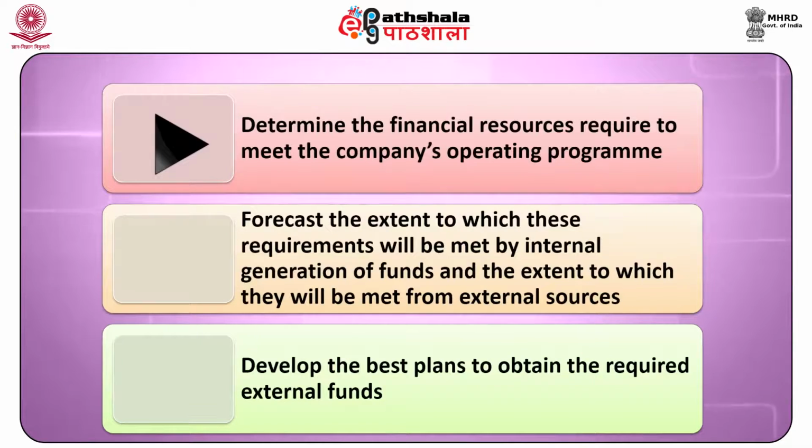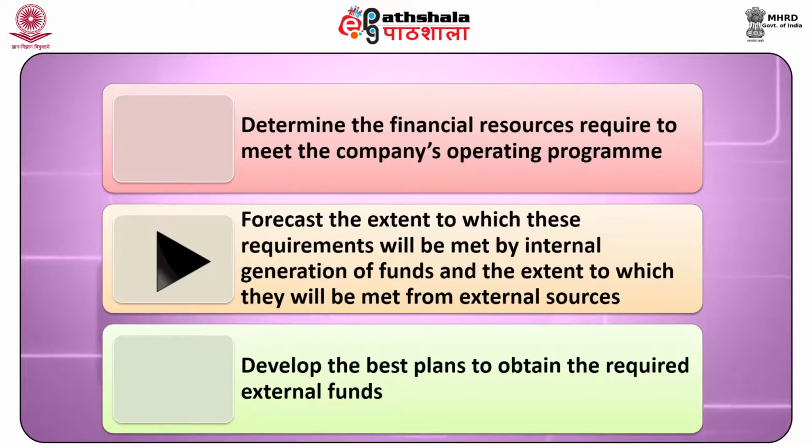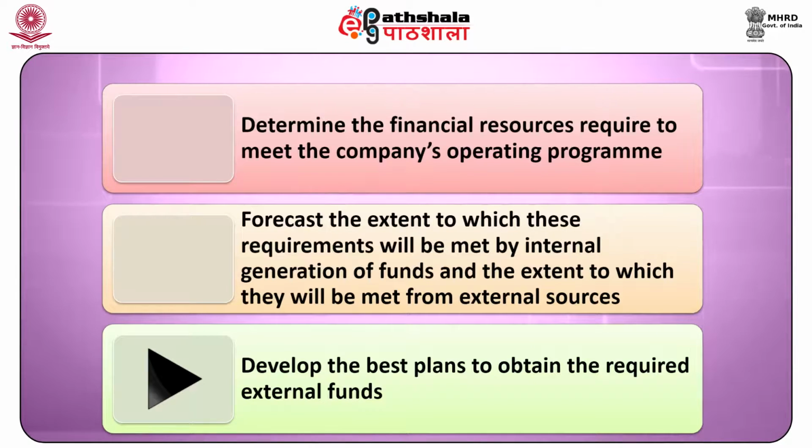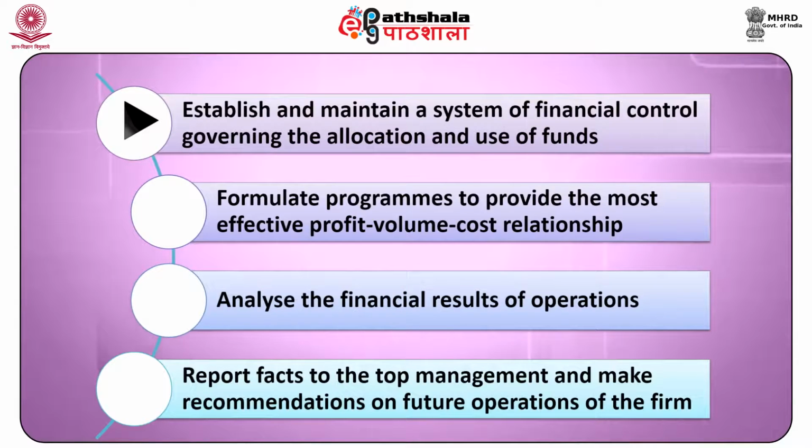According to Cohen-Robbins, financial planning would include determining the financial resources required to meet the firm's operating program. Also, you need to forecast the extent to which these requirements will be met by the internal generation of the funds and the extent to which you will require the external funds to meet those objectives. Thirdly, to develop the best plans which are required to obtain the external funds. You need to establish and maintain a system of financial control governing the allocation and use of funds.